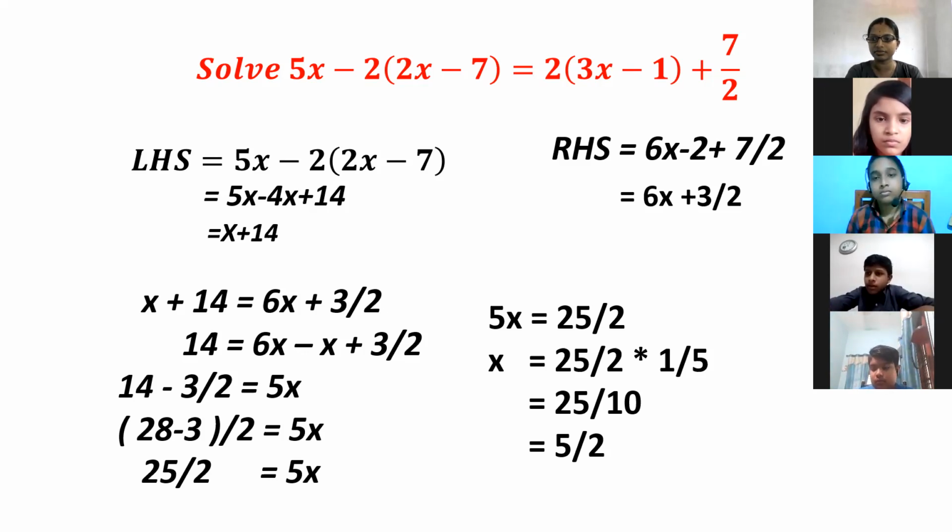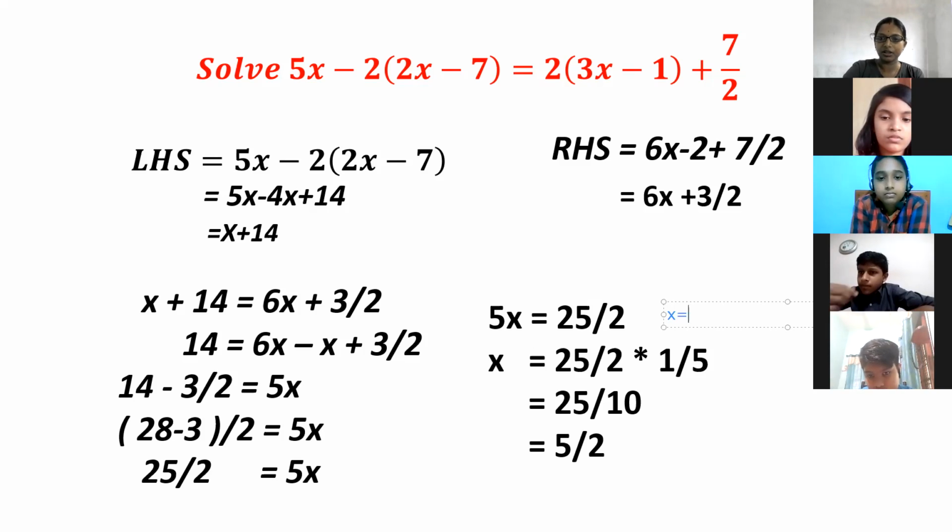Miss, x is equal to 25 by 2 into 1 by 5, right? How did 1 by 5 come there? Okay, look here. Here 5x is equal to 25 by 2. How will you transform this multiplied 5 into the RHS? It becomes x is equal to 25 by 2, which is already here, and it is again divided by 5.